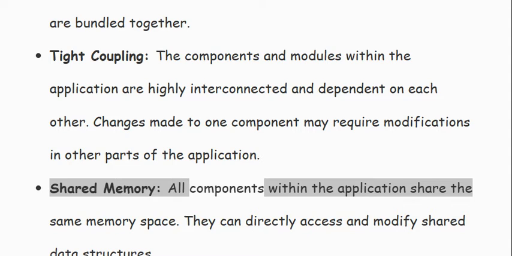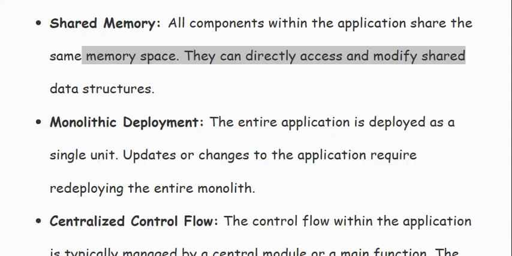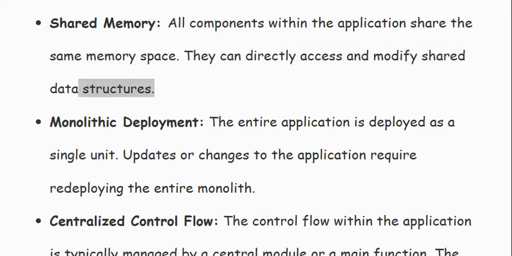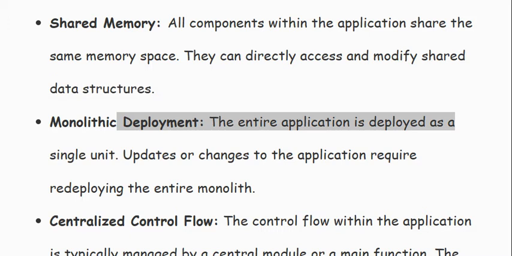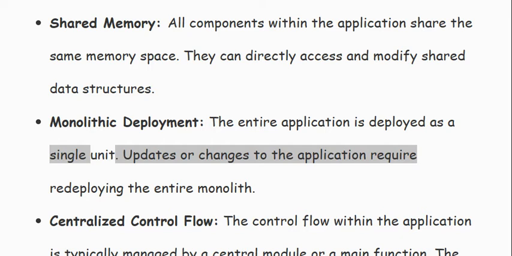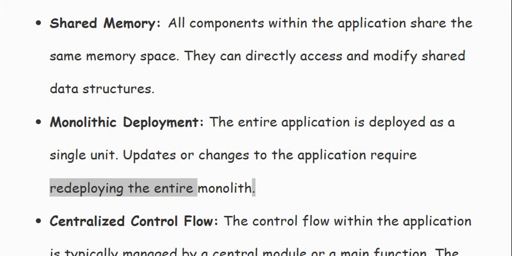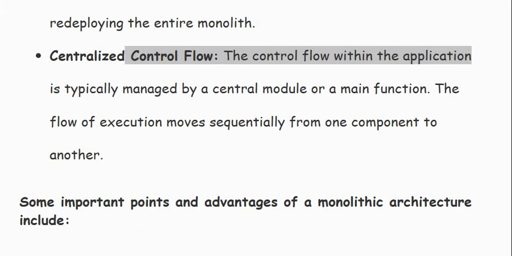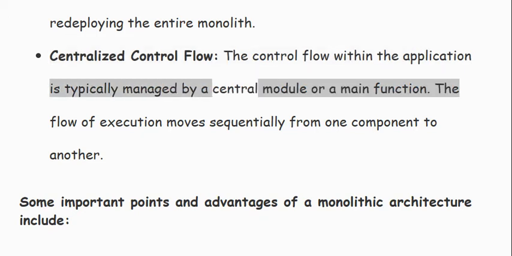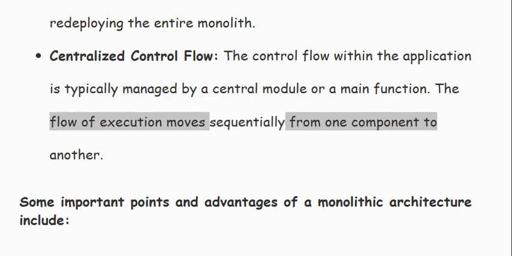Shared memory. All components within the application share the same memory space. They can directly access and modify shared data structures. Monolithic deployment. The entire application is deployed as a single unit. Updates or changes to the application require redeploying the entire monolith. Centralized control flow. The control flow within the application is typically managed by a central module or a main function. The flow of execution moves sequentially from one component to another.